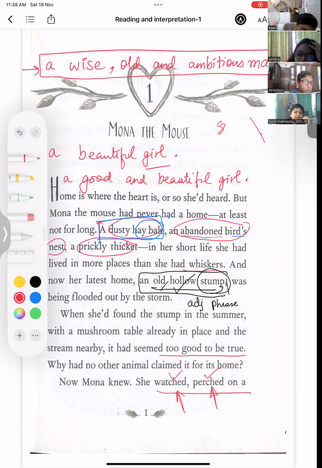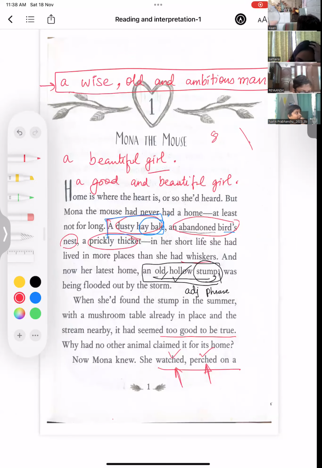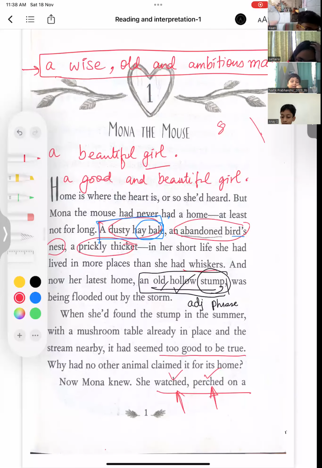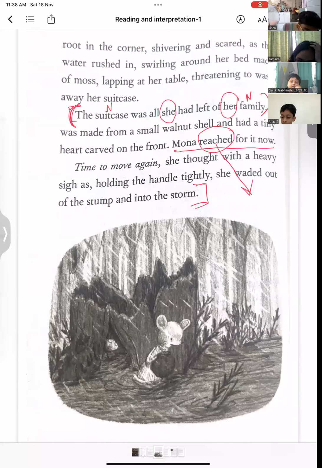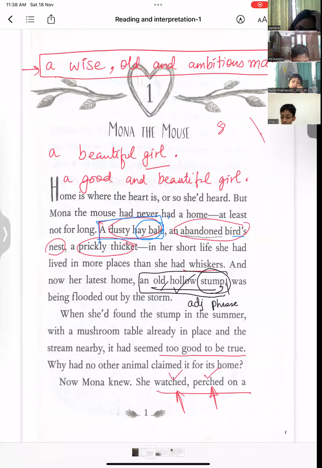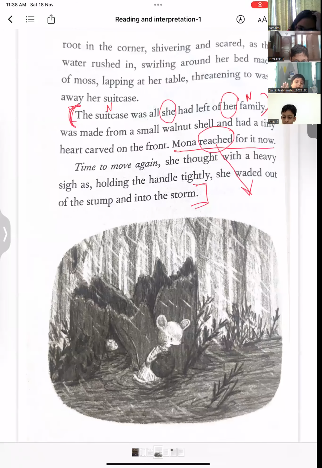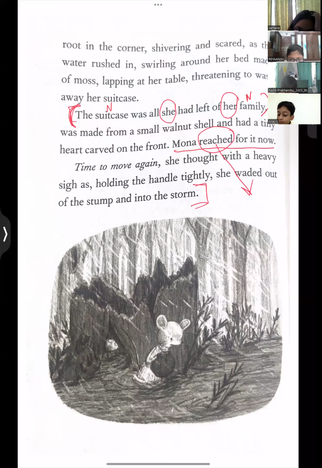Children, the birds, they perch on the tree, right? Can anyone Google it? Kian, Google and tell me the meaning of perch. Okay, now we are moving to the next page. It means sitting or resting on something. So she perched on the root in the corner.